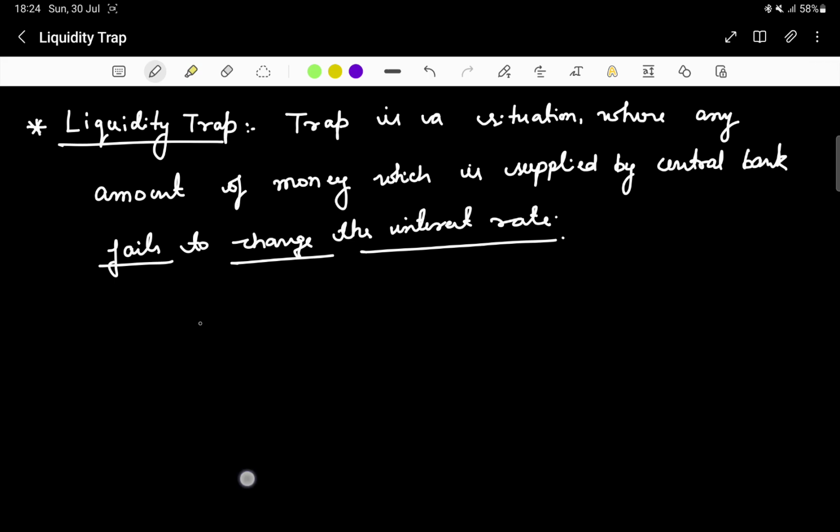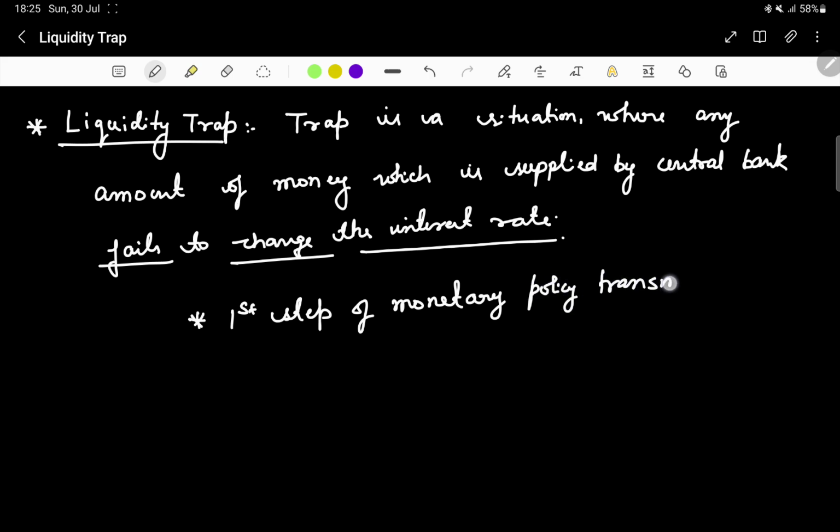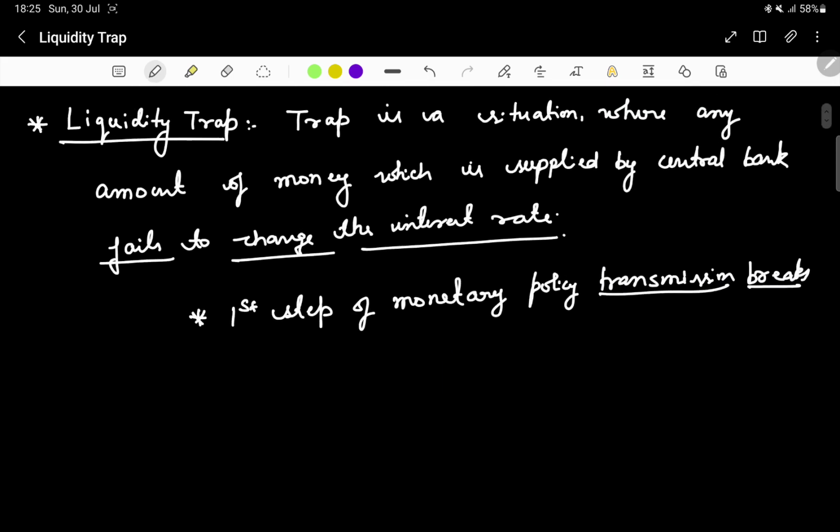That means the first step of monetary policy transmission breaks. What does this mean? This means that an increase in money supply is not able to influence your interest rate. There is one very interesting thing.